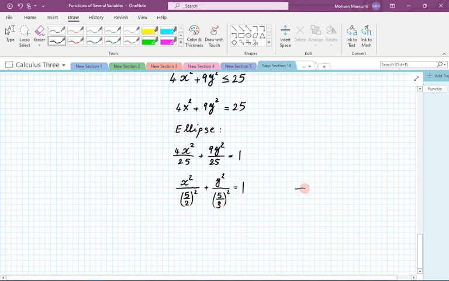So if you have your xy coordinates and then you draw a box, 5 halves in this direction, 5 thirds in this direction. So let's draw a box. Hopefully you draw your box nicer than I drew it. The ellipse is tightly inside this box.